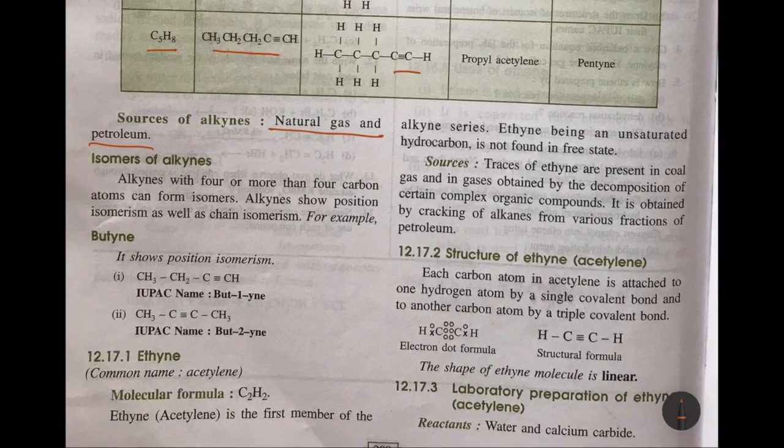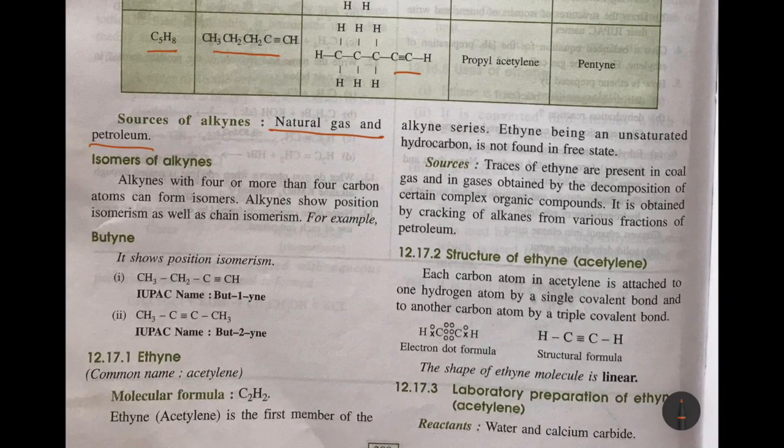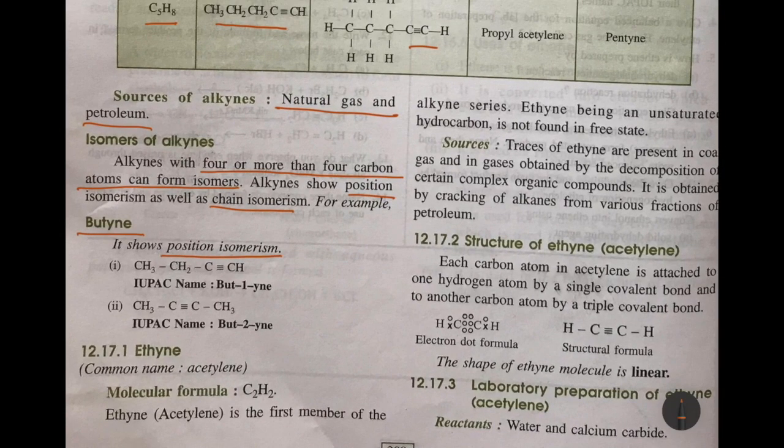Now, moving on to isomers of alkynes. Alkynes with 4 or more than 4 carbon atoms can form isomers. They show both position as well as chain isomerism. As you can see, butyne shows position isomerism. Position isomerism means where the triple bond is situated. So here you can see it is situated on the first carbon atom, and here it is situated on the second carbon atom. So you have but-1-yne and but-2-yne.